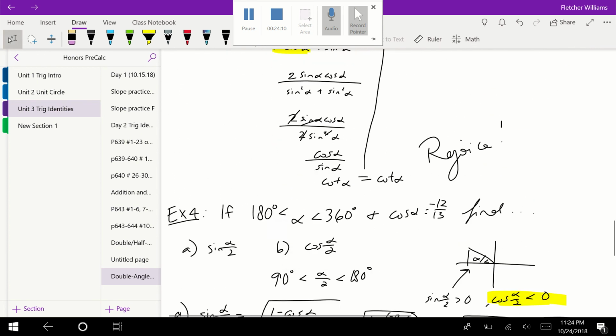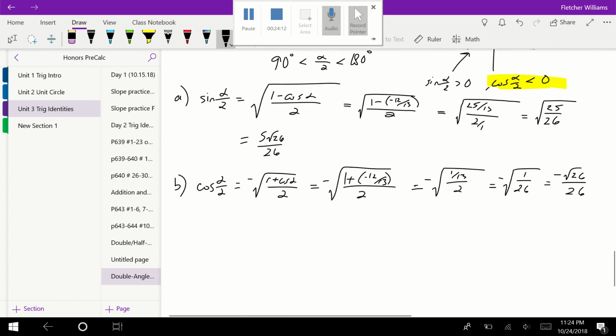Okay, so that's all I have for you right now. Here is your homework assignment that goes with this. That'll be page 649, numbers 1, 5, 9, 13, 17, 21, 25, 27, 33, 35.